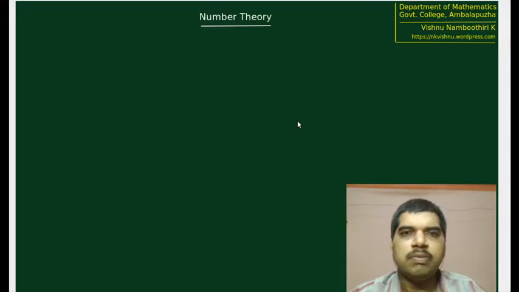Hello and welcome back. In the last few sessions, our discussions were centering around the concept of greatest common divisor or GCD. We derived an important identity called Bezout's identity, and after that we derived a most important theorem in elementary number theory, the fundamental theorem of arithmetic. Now we are moving towards an analogous concept known as least common multiple or LCM.